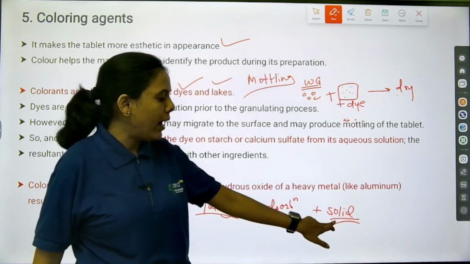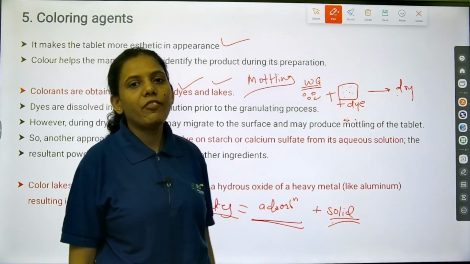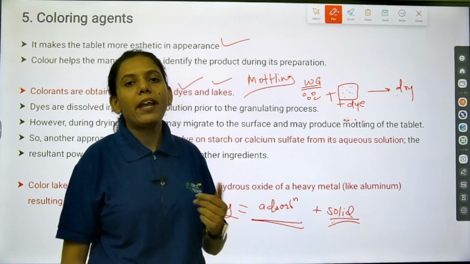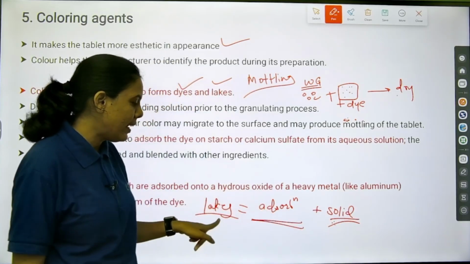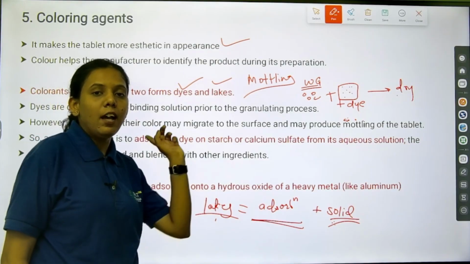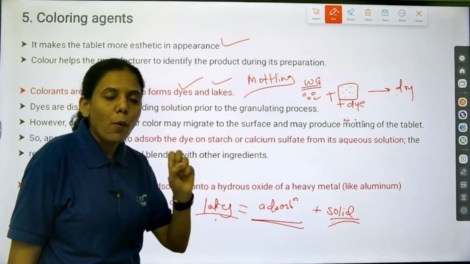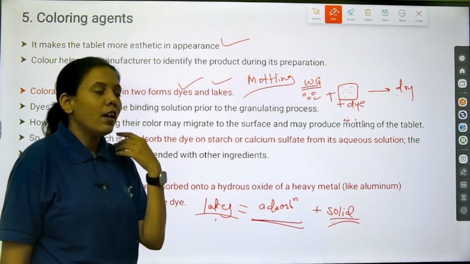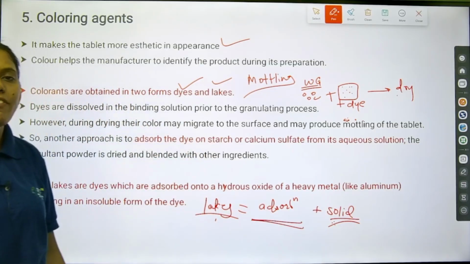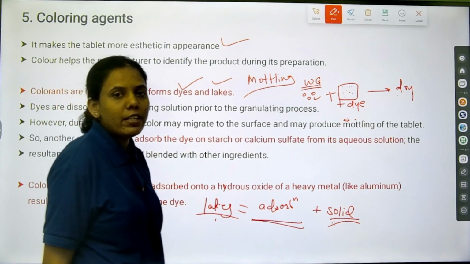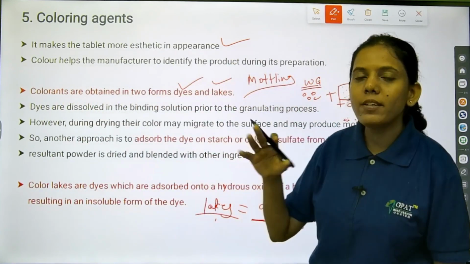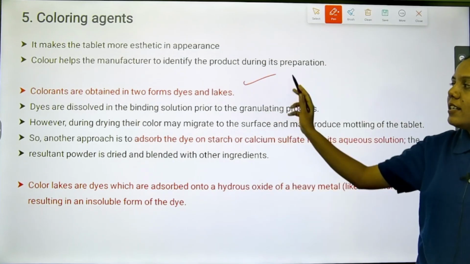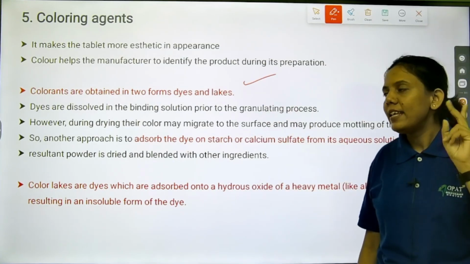Now this solid powder they can directly mix with the granules. So this will not undergo the drying process and the migration will not occur. Okay. So lakes are nothing but the dyes only which are adsorbed. Adsorbed means it has been present at the surface of the hydrous oxides of heavy metals. That is the only difference between dyes and lakes, but the whole purpose is to impart the color to the tablet. Colorants are obtained in two forms, that is dyes and lakes.